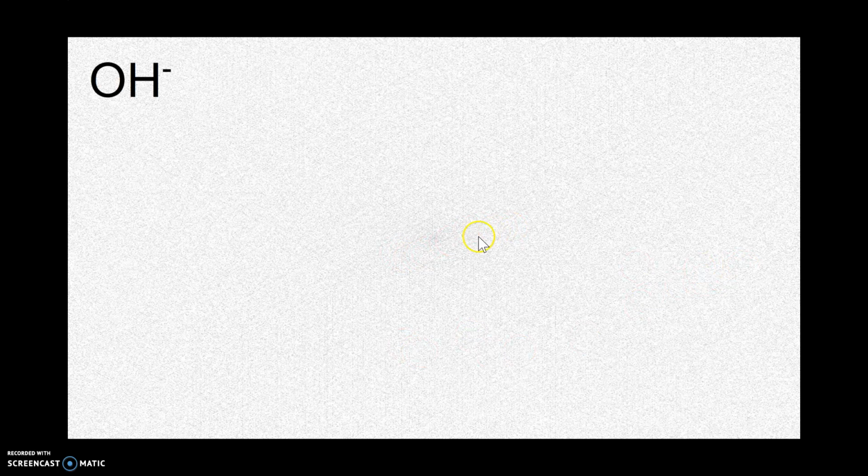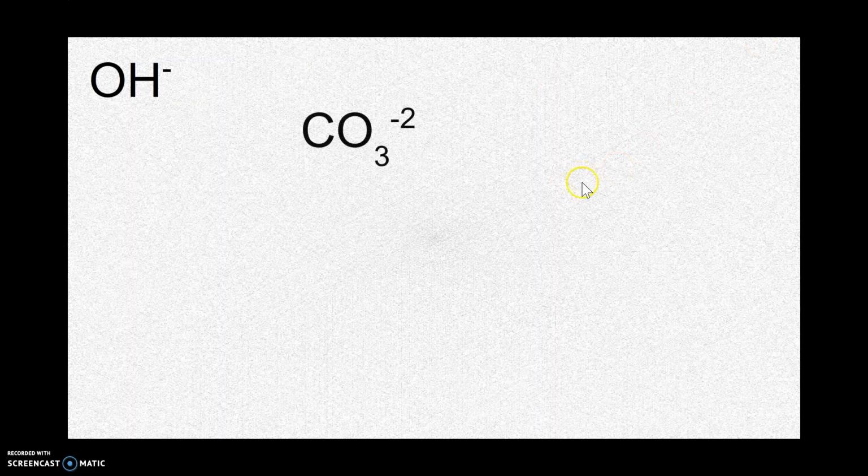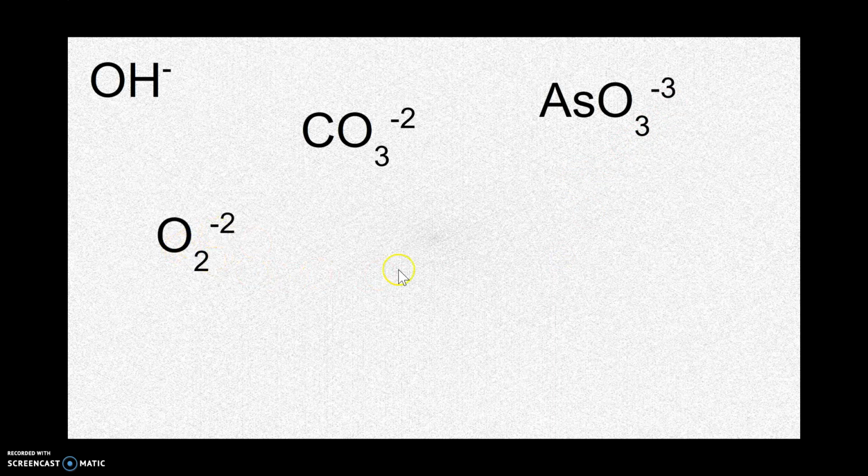Okay, the opposite of this is doing the formula and then saying the name. So go ahead and go find OH with a negative charge. OH with a negative charge is hydroxide. And then go ahead and pause the video as we do the rest. So this one is CO3 with a negative 2. Then we have AsO3 with a 3 negative charge. O2 with a negative 2 charge. And PO4 with a negative 3 charge, and NO2 with a negative 1 charge. So go ahead and find their names.